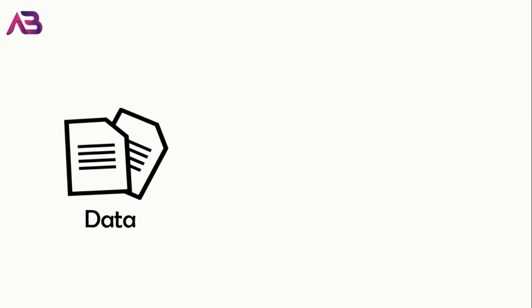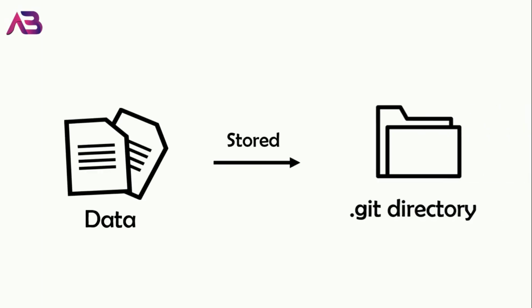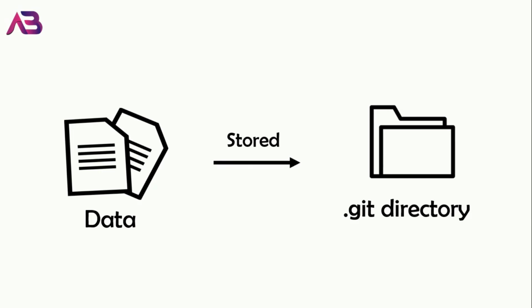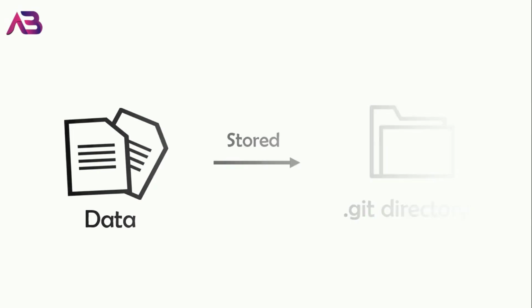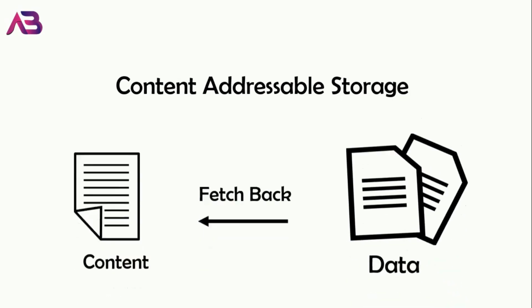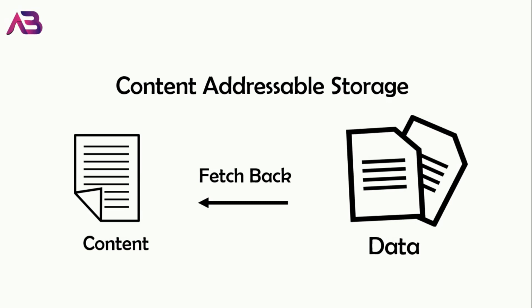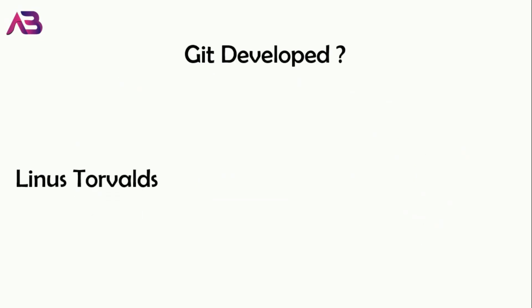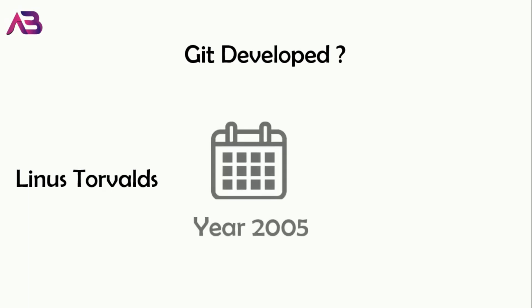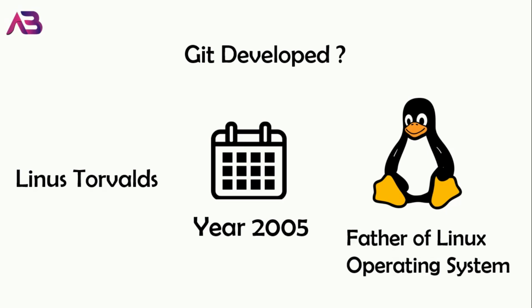Alright, so for now just remember that all of your data is stored in this .git directory, and the way that Git uses to store that data is known as content addressable storage. In short, with this type of storage, you can fetch back the data based on the content and not by its location. Linus Torvalds developed Git in the year 2005 and is also known as father of the Linux operating system.